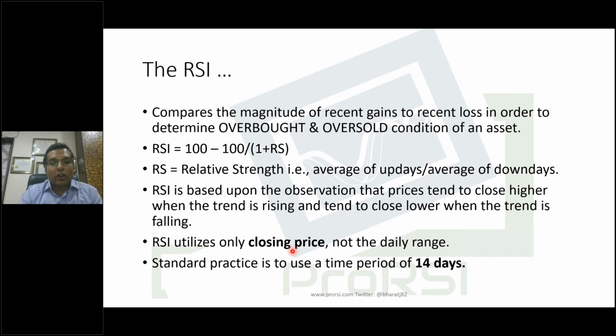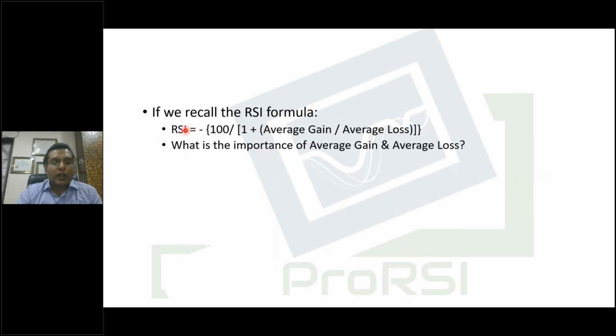Even the Dow theory, which is the base of technical analysis, was developed on the closing price. The Elliott wave theory was also developed on the closing price. So the closing price is very important, and we will use 14 days, which is the standard RSI. If we recall the formula, it was average gain and average loss. And what is the importance of average gain and average loss?